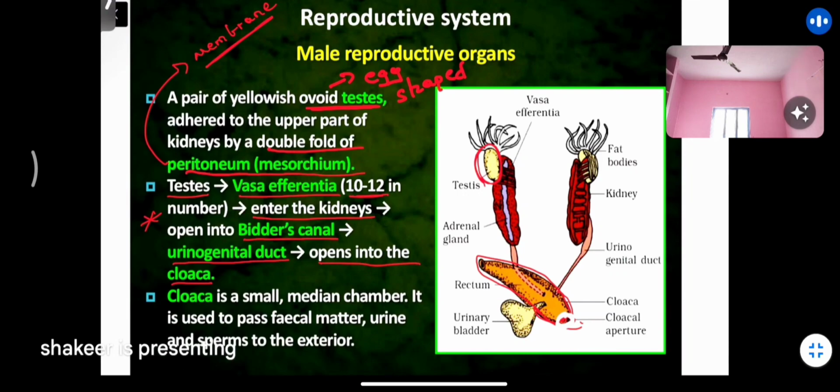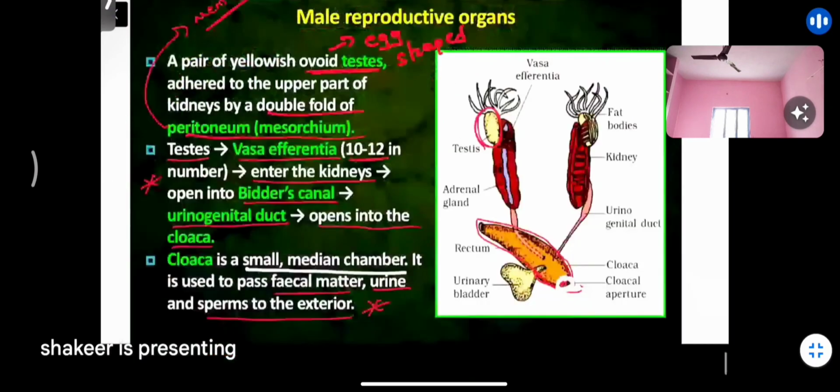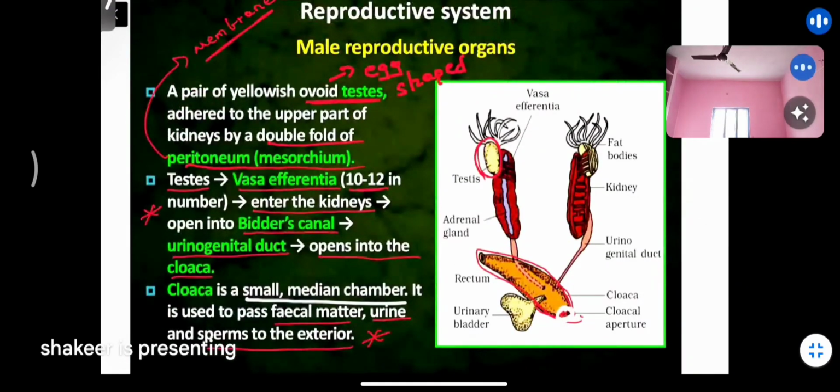So the cloaca is a small median chamber. It is a very small chamber. Clear? It is used to pass fecal matter also, urine also, as well as sperms also. So this point you should remember. The cloaca is responsible for discharging fecal matter, urine, as well as sperms. Understood now? That's it.